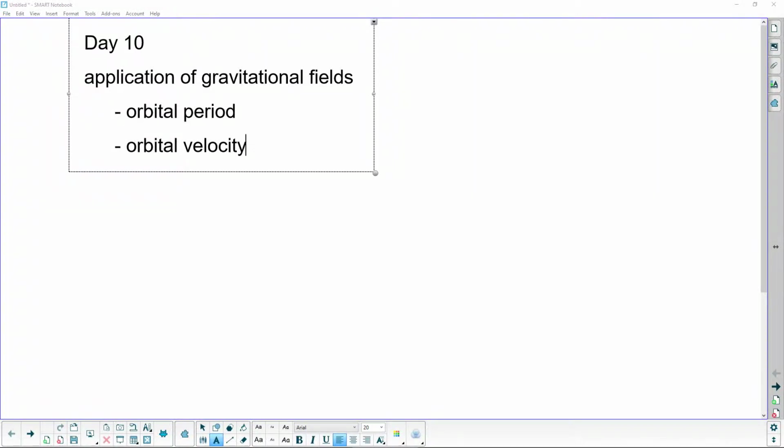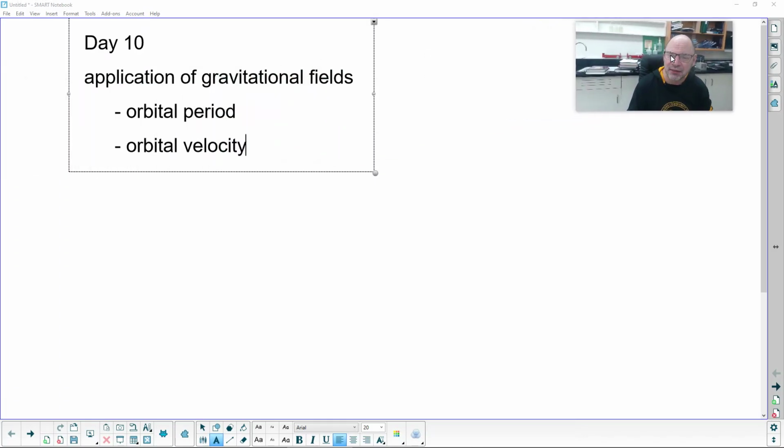And then gravitational field as we go. So we'll start off by looking at the basic physics of circular motion and how that works, and how you create centripetal force and things like this.